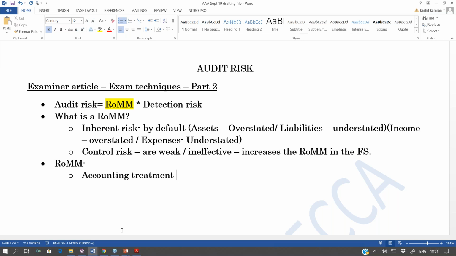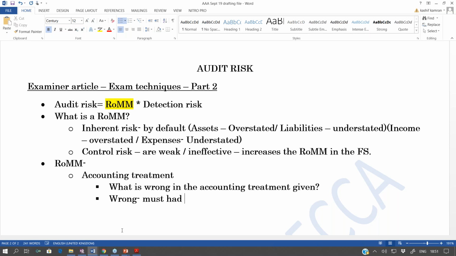Now, when you are reading the case of an audit risk, there might be many accounting treatments, and you need to identify as a student what is wrong in the accounting treatment, to pick up the risk. And if you pick what is wrong in the accounting treatment given, then you need to know that something which is wrong must have materially misstated the financial statements.